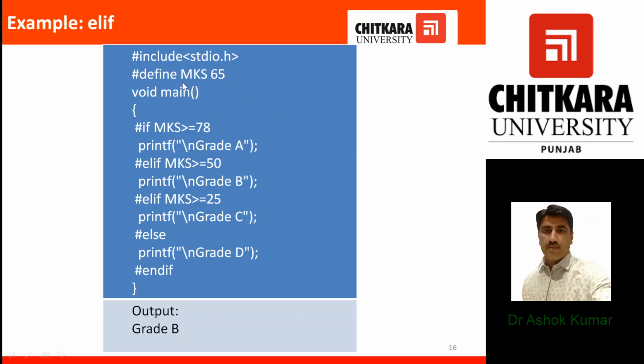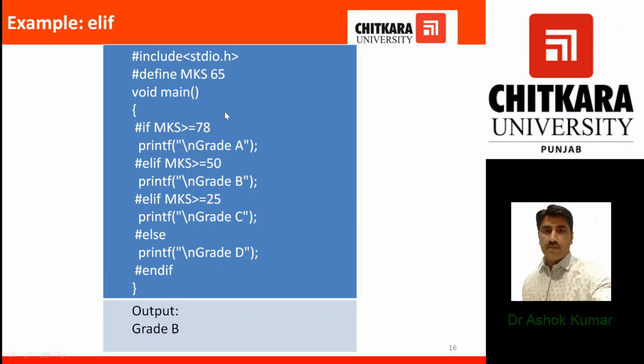Then if can be used like this also. In this problem we are going to discuss if, else if for multiple conditional checking. So here in this program we have defined one named constant mks, its value is 65. So in this part we have written many if statements.